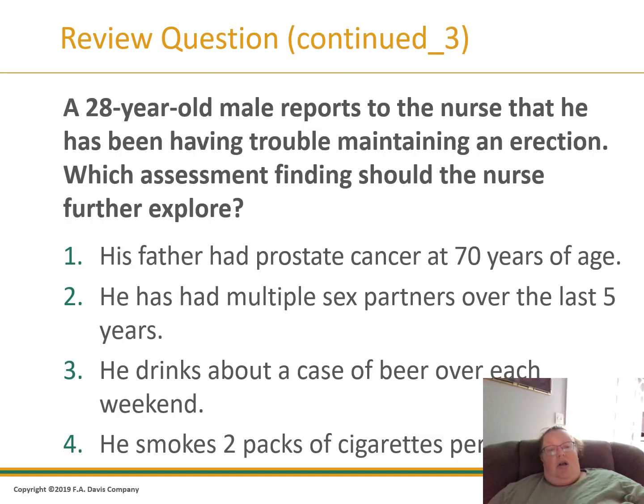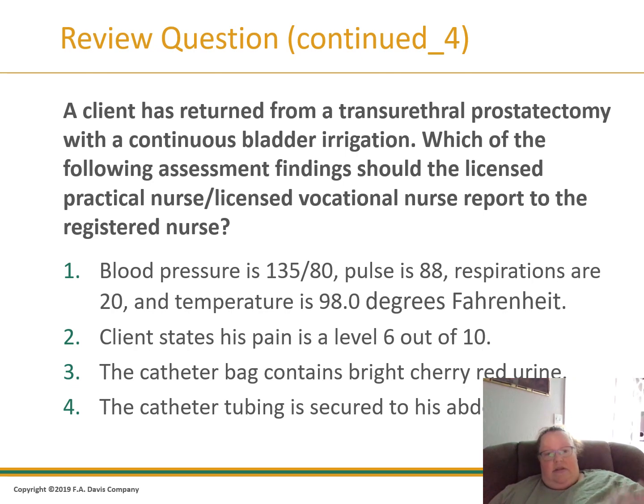Good. A 28-year-old male reports to the nurse that he has been having trouble maintaining an erection. Which assessment finding should the nurse further explore? 1, his father has prostate cancer at 70. Geez, that's kind of jumping the gun. 2, he has had multiple sexual partners over the last 5 years. 3, he drinks about a case of beer over each weekend. Or 4, he smokes 2 packs of cigarettes per day. Now, normally you would say 4 because smoking's always bad. But when it comes to erectile dysfunction, I'm telling you right now, it's the beer. That correlates.